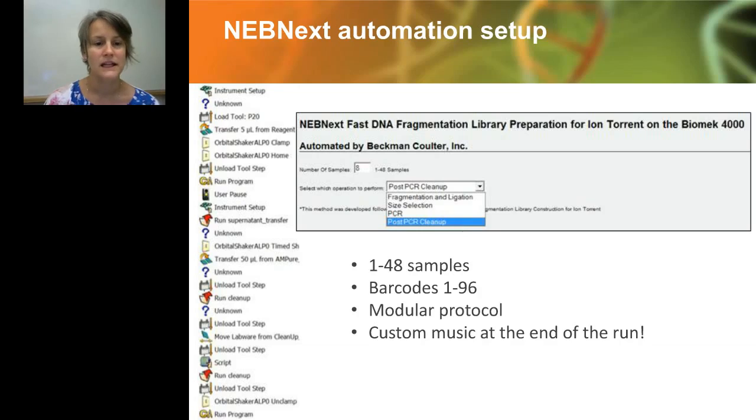And some of the nice features that we were able to include: we have our instruments set up in a location that's not right next to the lab, and so we even incorporated some custom music at the end of the run so that we could hear that the instrument was completed and efficiently put it at the next step.